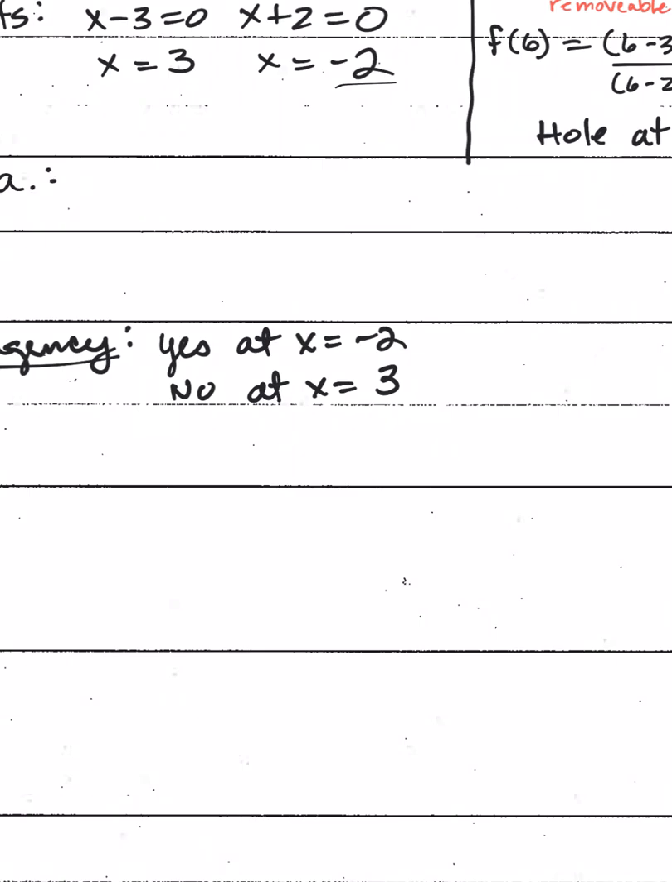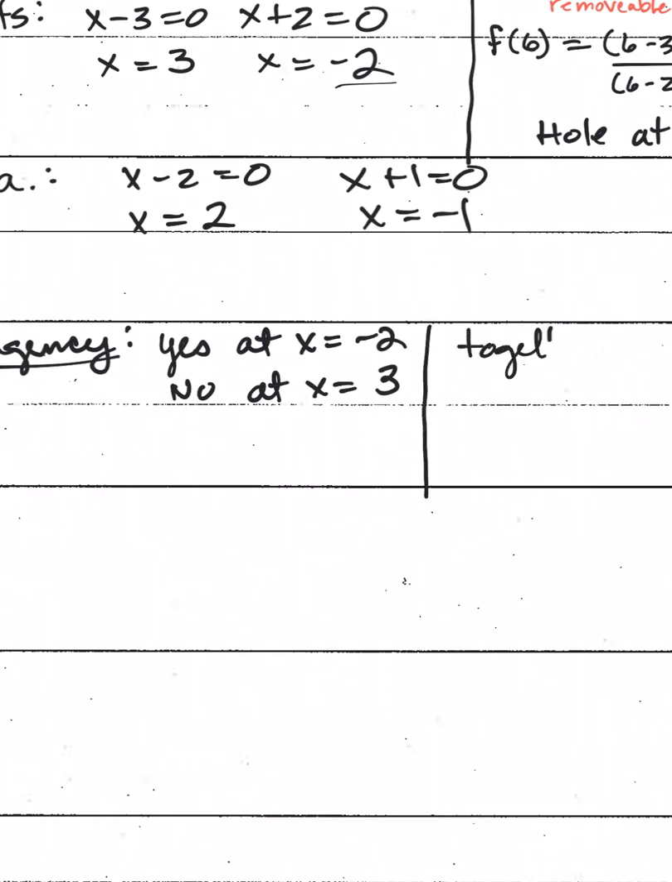Vertical asymptotes. What are we going to set equal to 0 now? Yep. X minus 2 equals 0. X plus 1 equals 0. So x equals what? X equals 2 and x equals negative 1, doesn't it? Those are our vertical asymptotes. Now, we'll deal with togetherness in just a second. Let's go ahead and put those on.